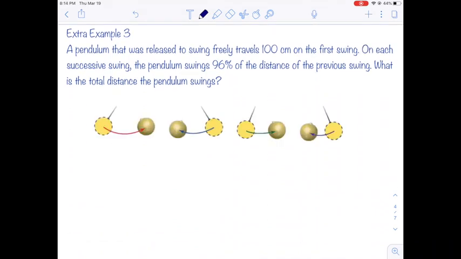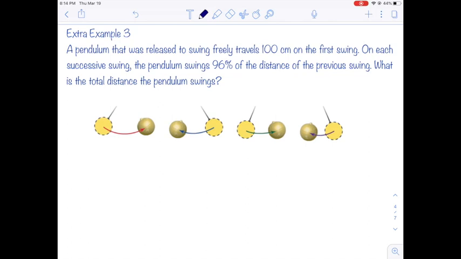Here is another example of the pendulum problem. A pendulum that was released to swing freely travels 100 centimeters on the first swing. On each successive swing, the pendulum swings 96% of the distance of the previous swing. What is the total distance the pendulum swings?